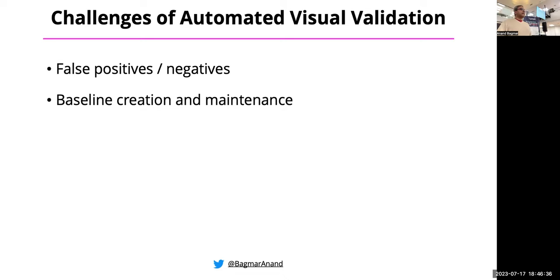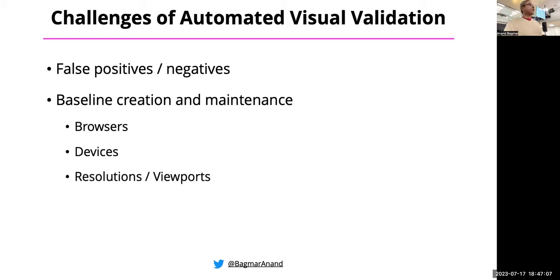Creation and maintenance of baselines has to be easy and straightforward. You cannot be spending a lot of time in that. You are using any tool to ease your pain, not to add more pain. So you have to think about that. The baseline creation has to be for each specific browser, because browsers still control the rendering. Though they are W3C compliant, functionality will work, but rendering might still be different in each browser because they have their own rendering engine. So how do you ensure you can create and update baselines for all of them, for all of your devices as well, for different resolutions and viewport sizes?